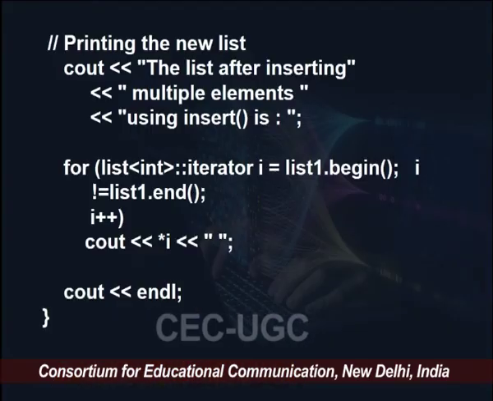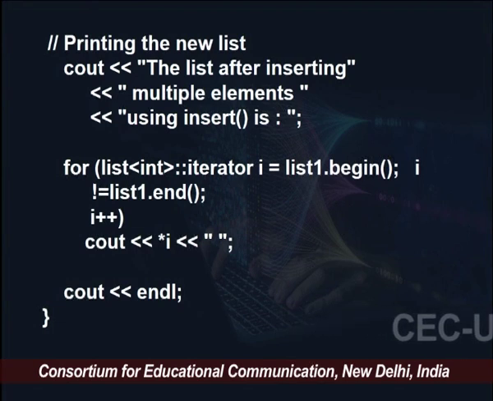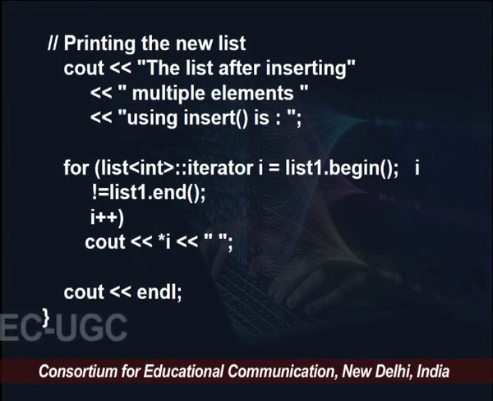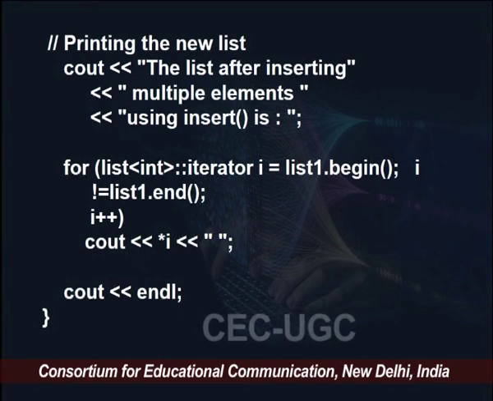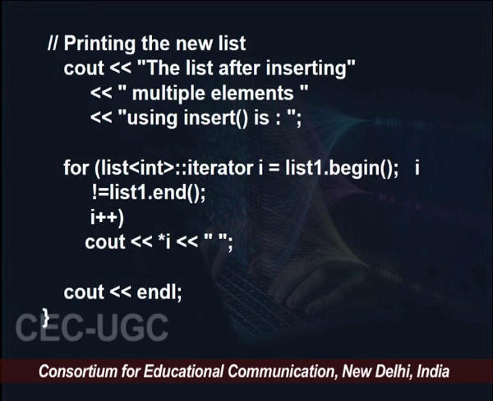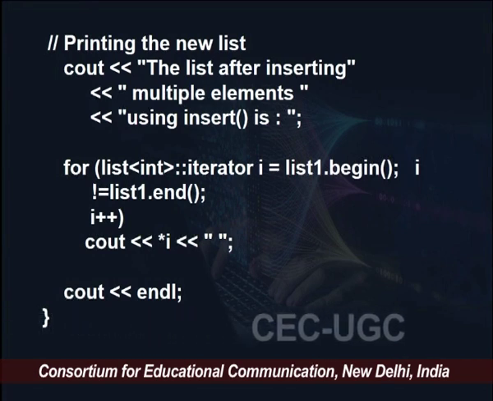Now, we have played around with this list, and in order to see how it looks after inserting 2 occurrences of the element 7, we again need to go from list 1 dot begin to list 1 dot end, increment the iterator I, and print out cout asterisk I, which is the element at this iterator I. For this we print a message which says the list after inserting multiple elements using insert is going to be, so list, integer, scope resolution operator, iterator I, which I have just explained, equals list 1 dot begin, and this will go on till I not equals list 1 dot end, and then I plus plus and asterisk I is going to be printed.